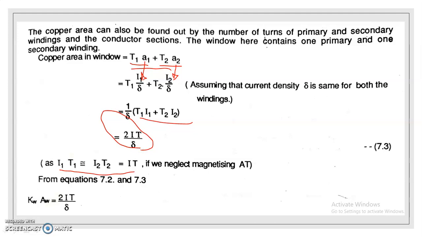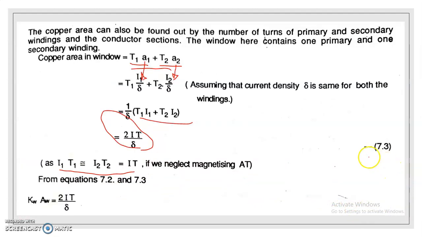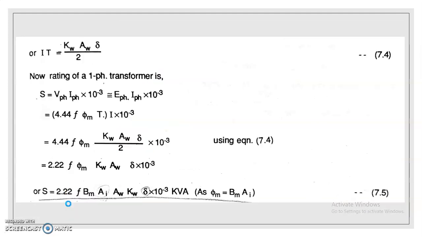So from equation 7.2 and from equation 7.3, we can write that Kw Aw is equal to 2 into IT upon del. Just adjust this equation for IT. So we will get IT is equal to Kw Aw del upon 2.